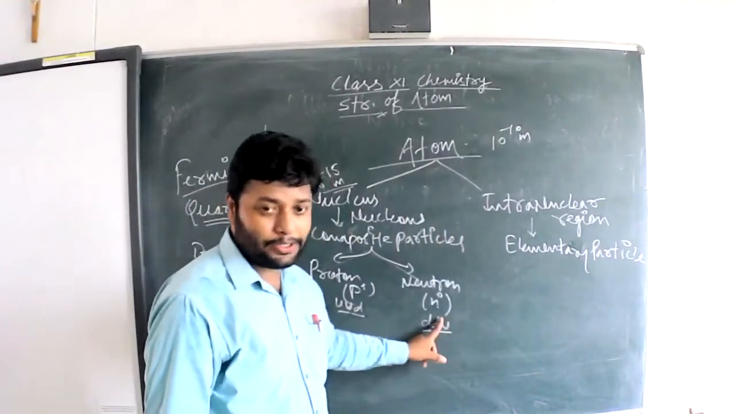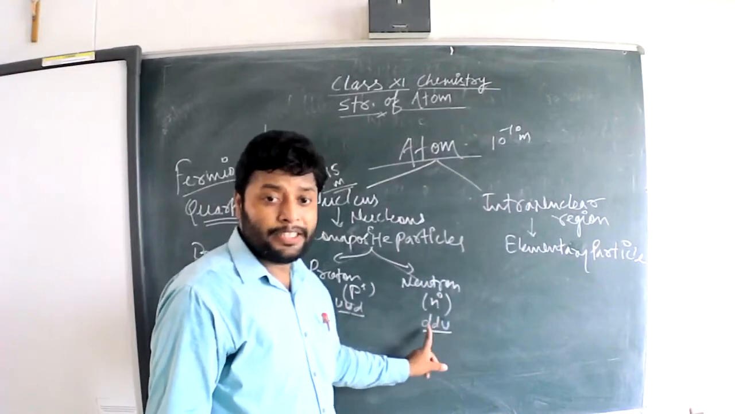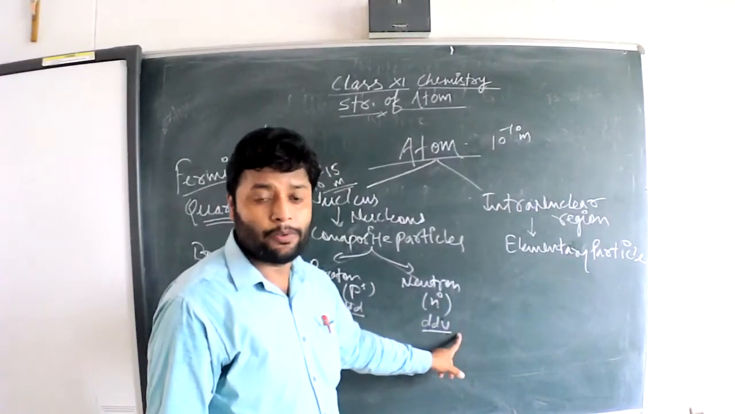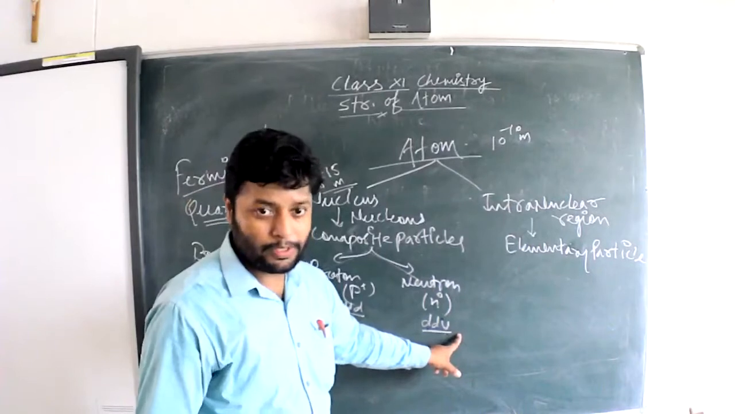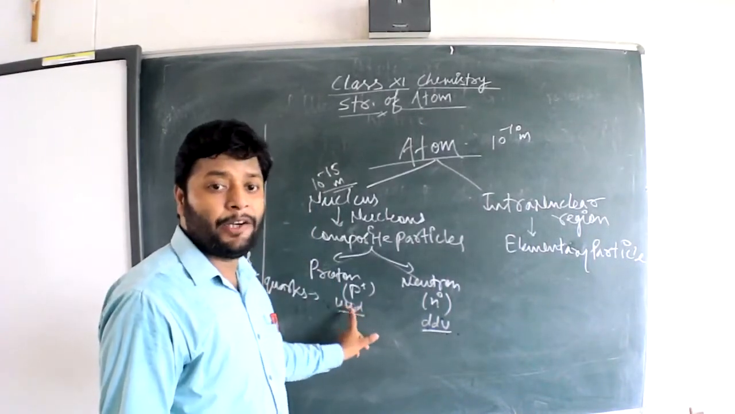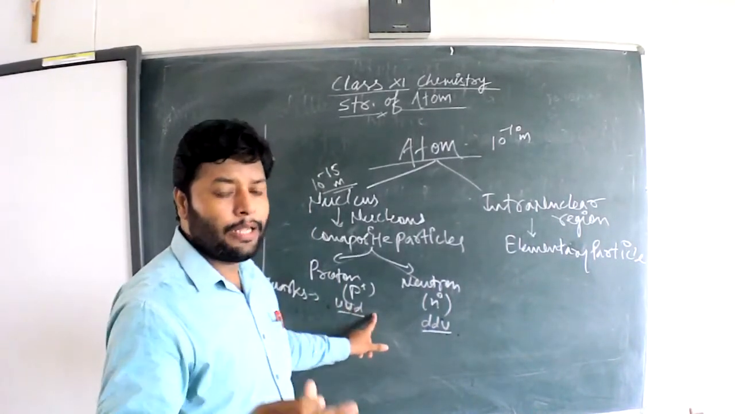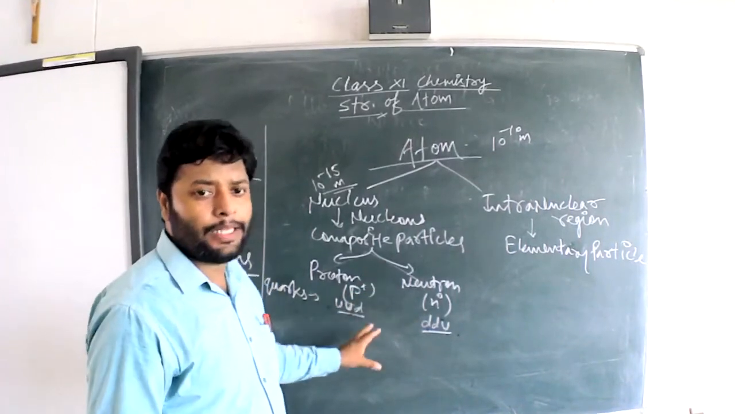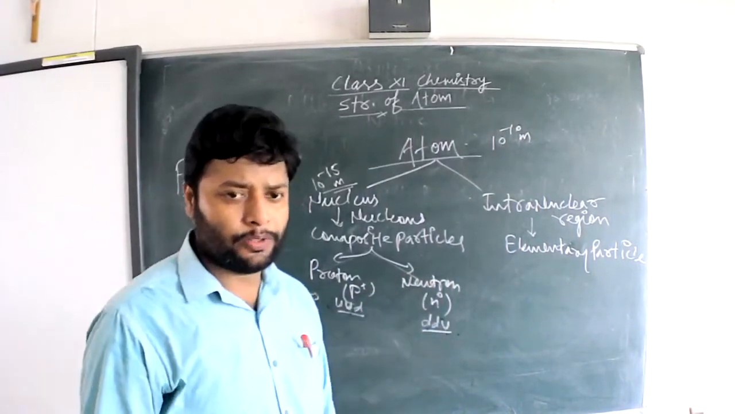The net charge of the three different quarks DDU is equal to 0. But the net charge of UUD is not equal to 0, having a positive value, and that's why the proton is positive and the neutron is 0, neutral.